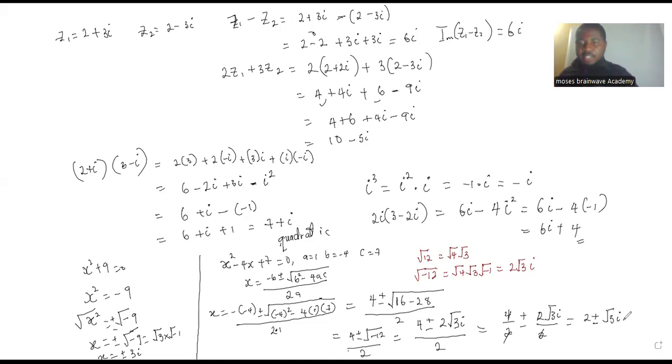Fantastic. So here, what is going to be the real part? The real part is going to be this part over here. The imaginary part is going to be this part over here. Good. So our first value of x is going to be 2 plus root 3i. The second value of x will be 2 minus root 3i. Fantastic.